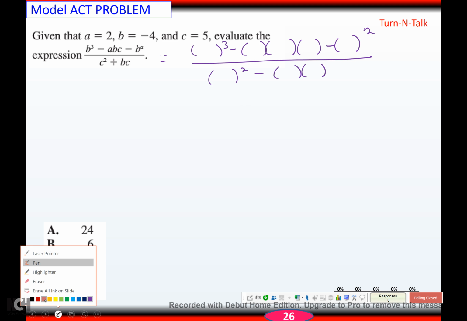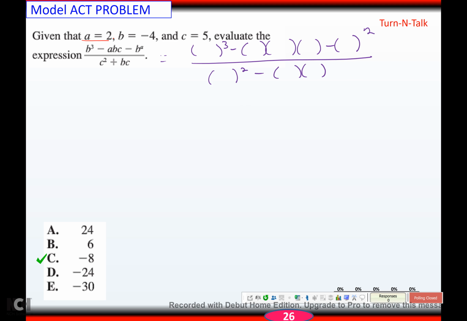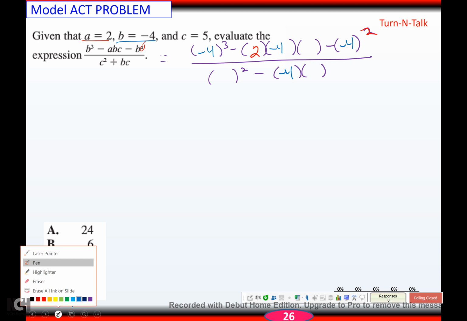Then we're going to plug in our numbers. Everywhere I see an A, I'm going to put a 2. There was only 1. Oh, that was an A, that's why. So that's your 2. That's where 2 came from. Okay, and then everywhere I see a B, I'm going to put -4. So there's a B, there's a B, there's a B, and there's a B. And then everywhere I see a C, I'm going to put, sorry, I'm going to change colors here.